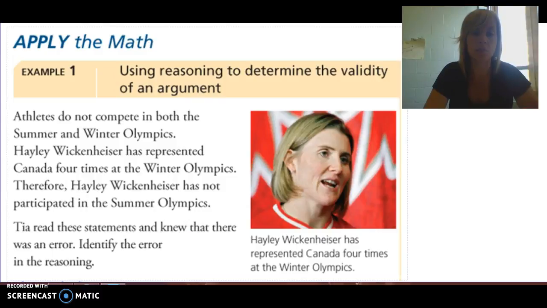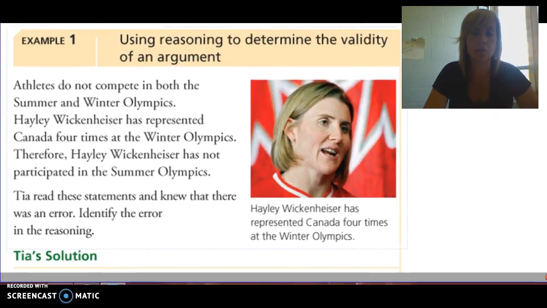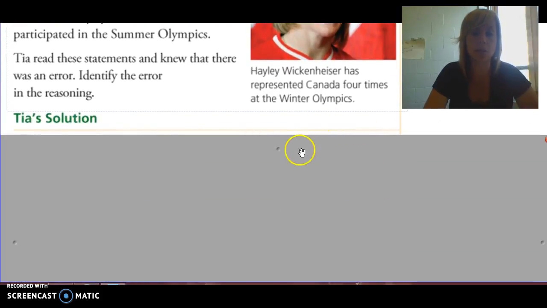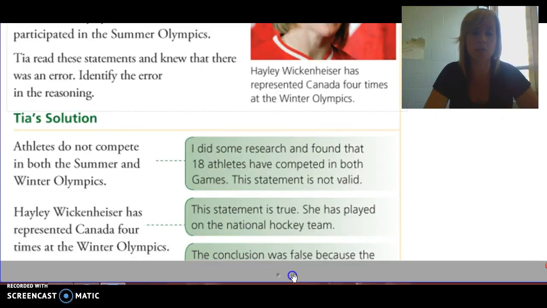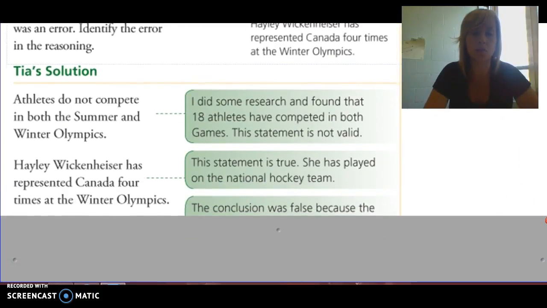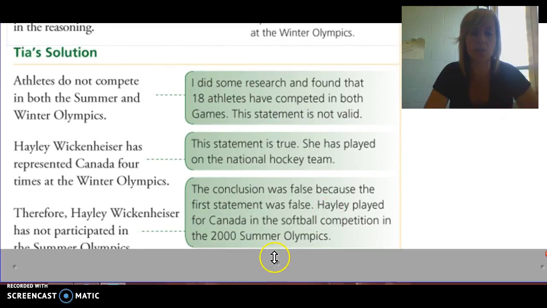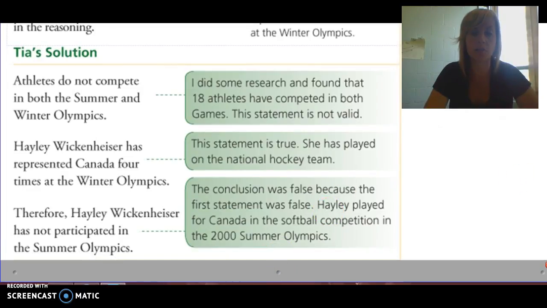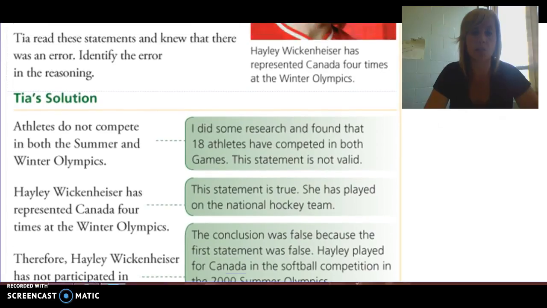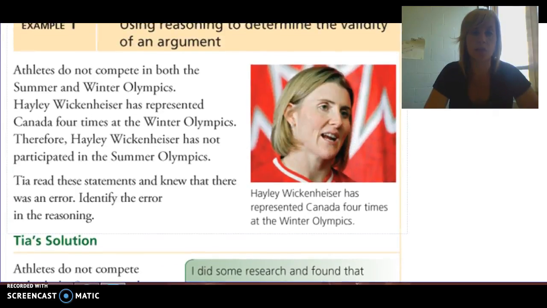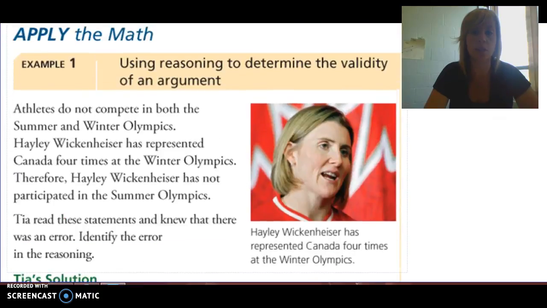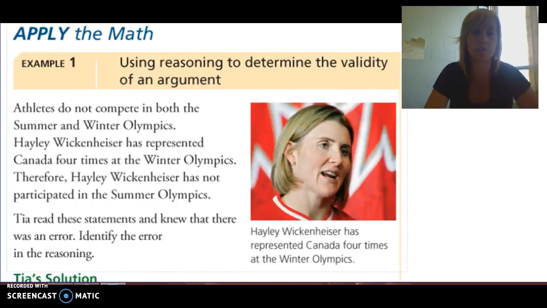If we look at this, we can use reasoning to determine the validity of an argument. So if we research, we know Hayley Wickenheiser played women's hockey in our Winter Olympics, but she also played softball on the women's team for our Summer Olympics. So Hayley Wickenheiser has played in the Winter Olympics and she has played in the Summer Olympics, therefore proving this to be an invalid statement.